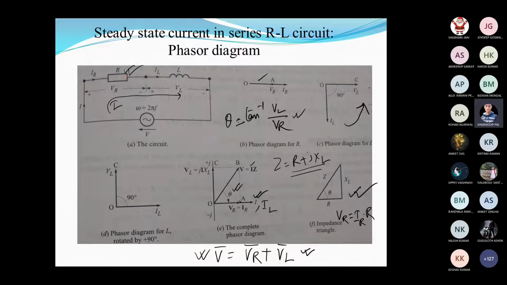Now, in the case of a pure resistor circuit, what we have seen is that the voltage and the current flow in the same direction. They don't have any phase difference. So it is the representation. Voltage and current are in the same direction. IR into R is VR, the voltage drop. So that is in the same direction, because the current has no phase difference.